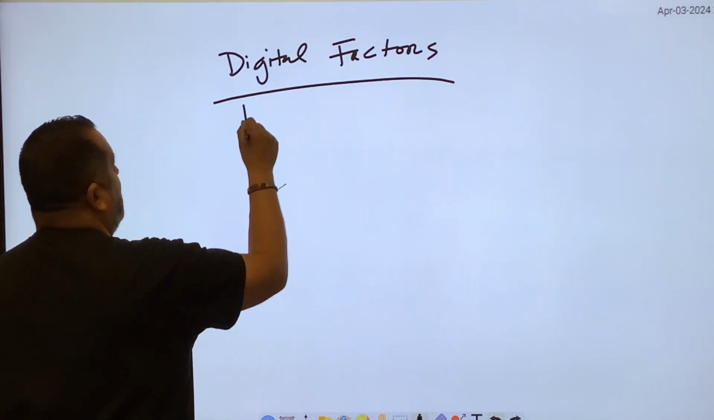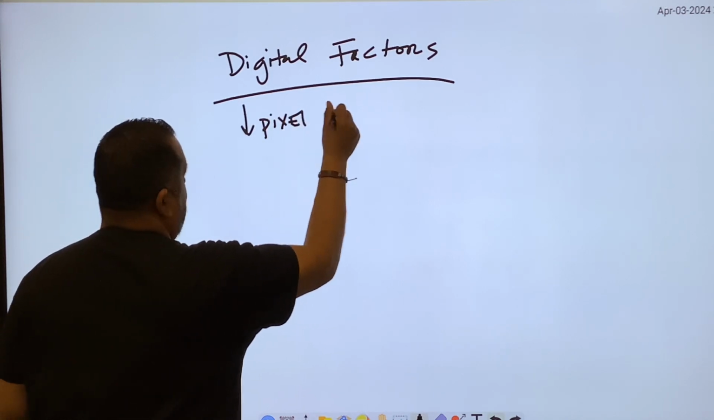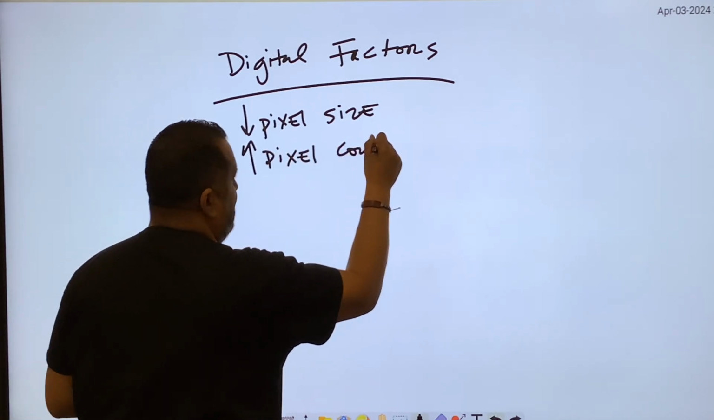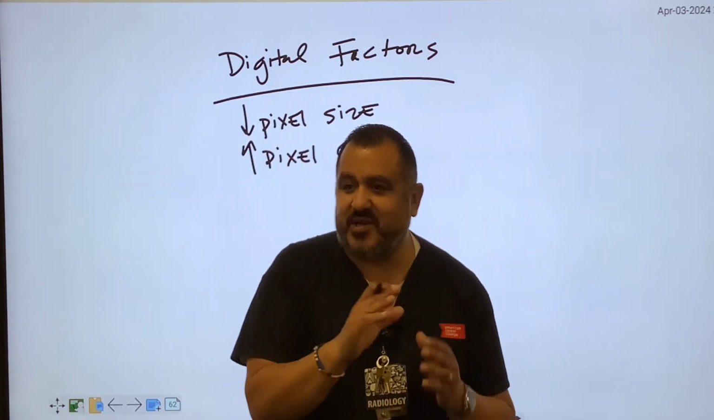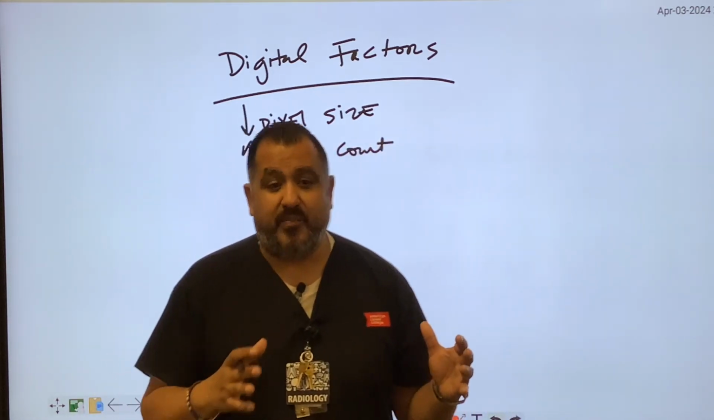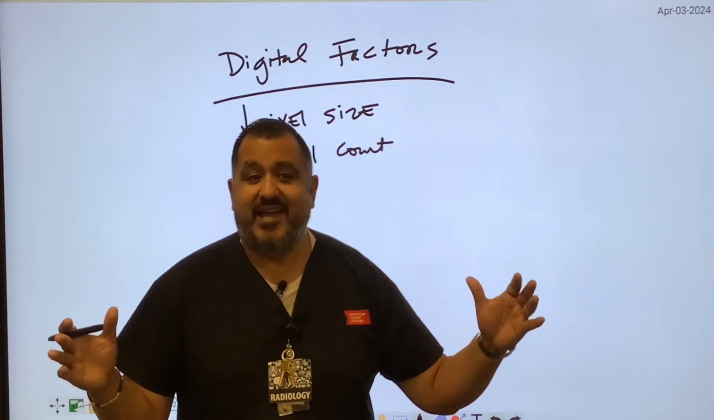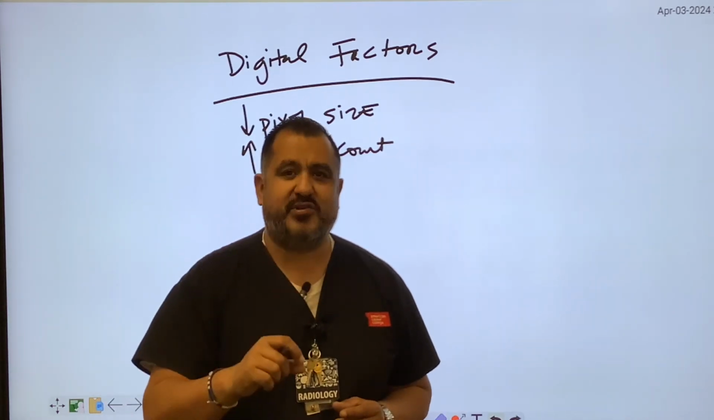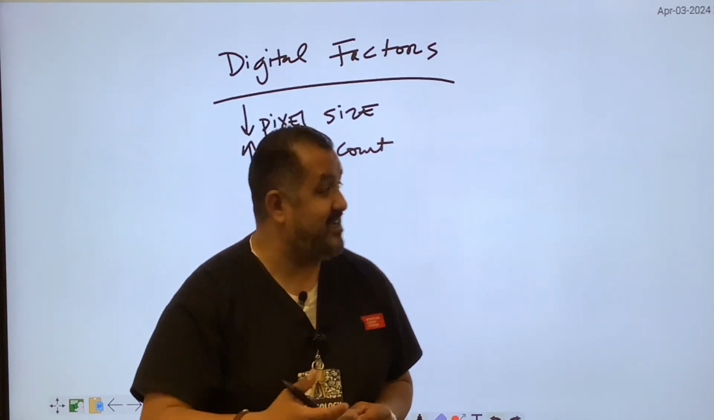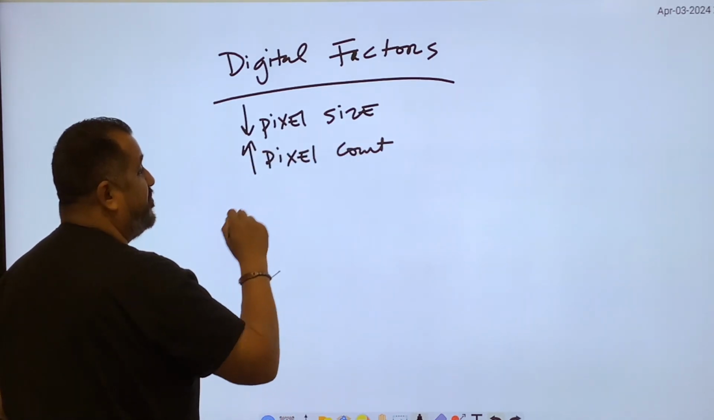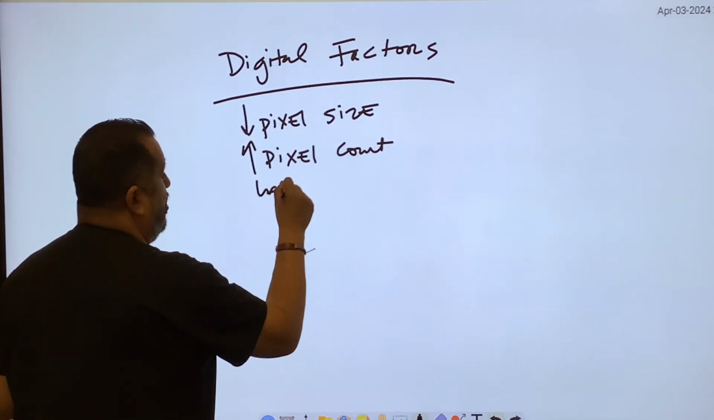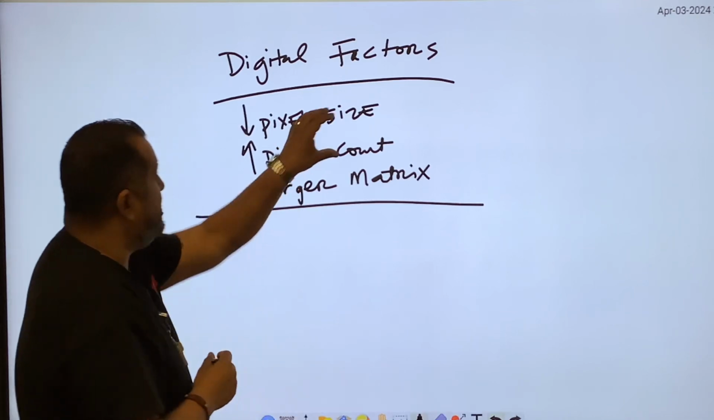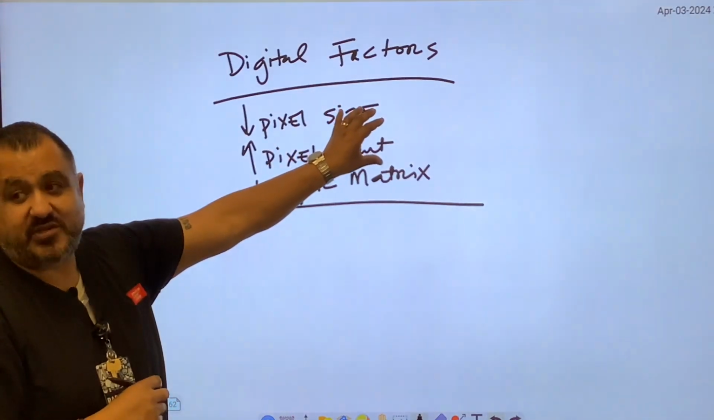So we said that you want to decrease your pixel size and you want to increase your pixel count. Think about your TVs, right? You want the smallest pixels and more of them. If you're buying a TV, you want the one with the most pixels, and you want a larger matrix. You want a larger field of view, you want a larger matrix, but you want smaller pixels to give you a better picture. So pixel size you want to go down, but you want the pixel count to go up, and you want a larger matrix with smaller pixels. We said that these were the controlling factors for spatial resolution in digital systems.